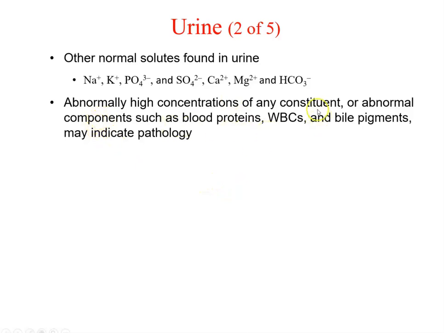Abnormally high concentration of any constituent or abnormal components such as blood proteins, white blood cells, and bile pigments may indicate pathology.